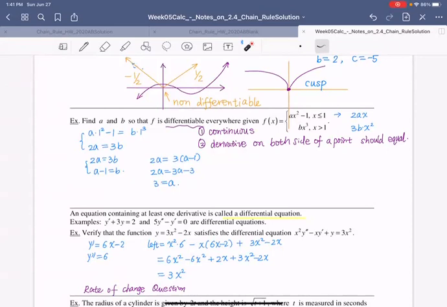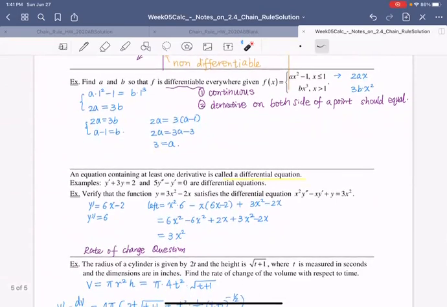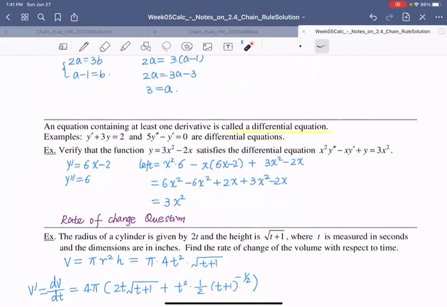Now let's see here. Next one. This question is the first time you see the second derivative. And what does second derivative mean? Second derivative means you are going to take the derivative of the first derivative, okay?